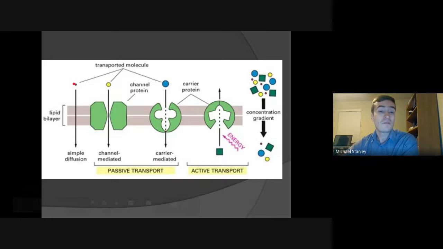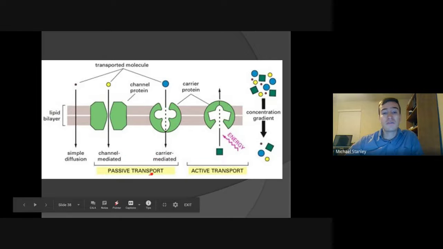So some particles, very few particles, are able to do simple diffusion just directly across the cell membrane. So they don't even need any of these proteins. They're able to diffuse directly across the membrane. This can happen with really, really small particles, but it is pretty rare. The membrane keeps out the vast majority of particles that would try to cross it.